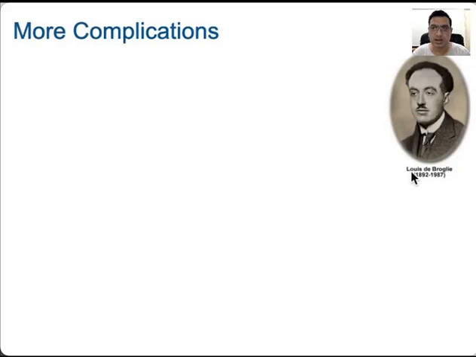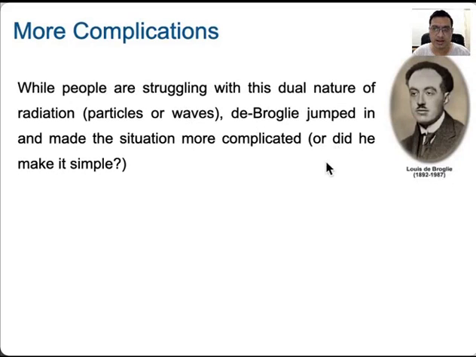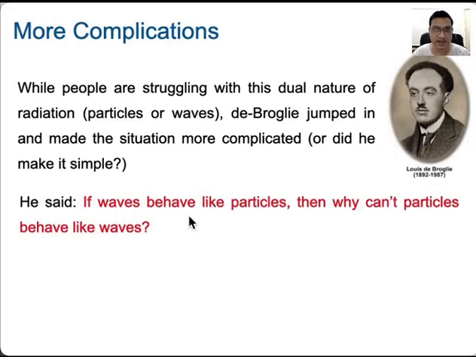So Louis de Broglie, around 1923-24, said that this arrangement, what we have seen in the previous slide, that lambda equals h by p, is true. And what it means is that while people were struggling with the dual nature of radiation or light, whether light is particles or wave, de Broglie jumped in and made the situation more complicated, or maybe more simplified and more unified, I would say. What he said was, if waves behave like particles, then why can't particles behave like waves?